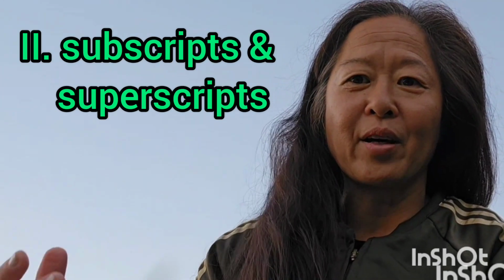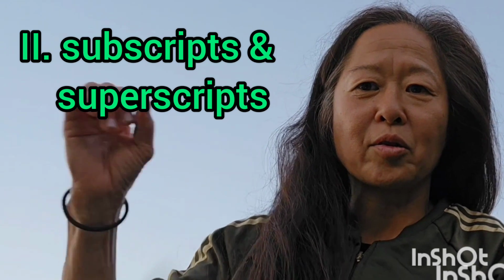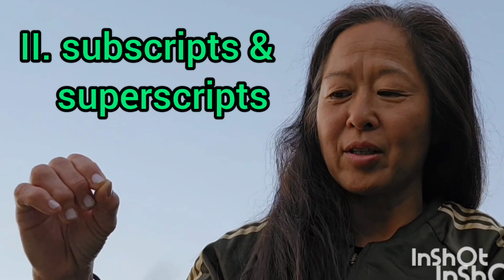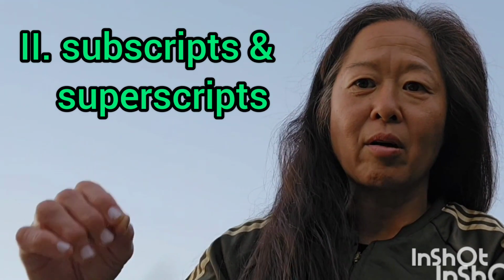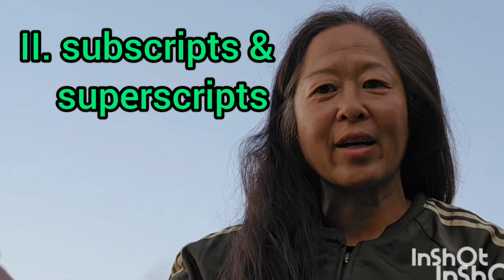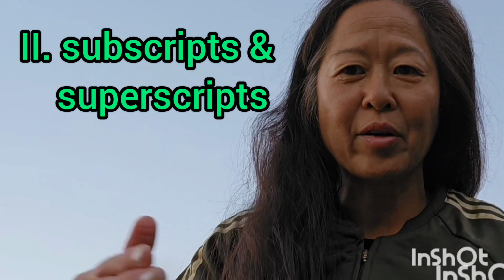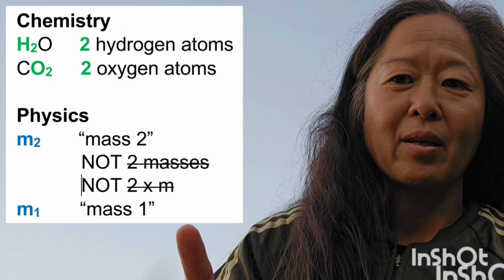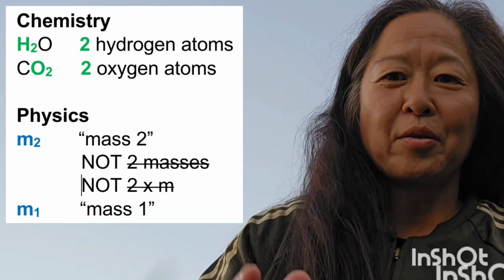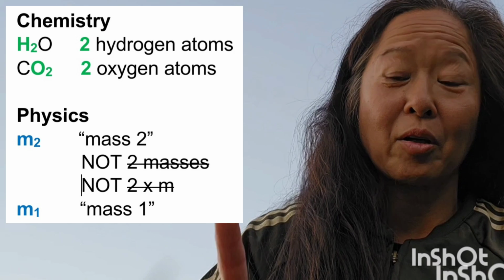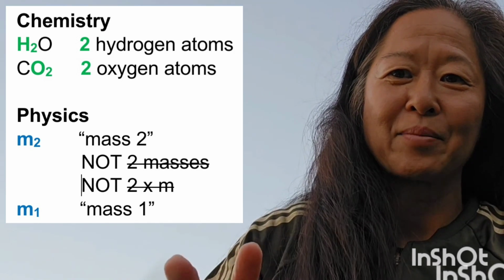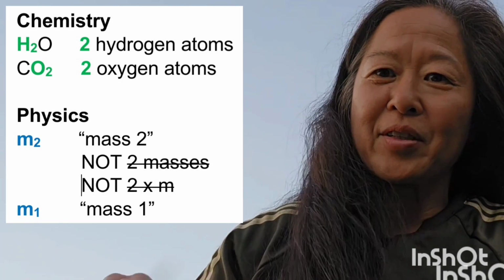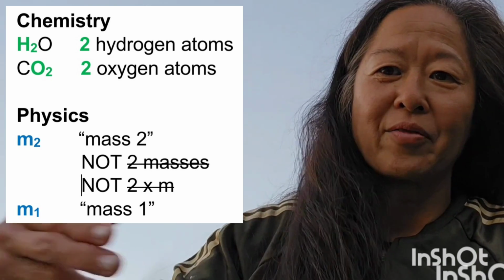The second group of symbols, what are those little numbers below and above? Well, remember, it's different than chemistry for physics. In chemistry, all the subscripts told us how many of that atom there are in a molecule. So, as you know, H2O means there's 2 hydrogens and 1 oxygen in a water molecule. CO2 means there's 1 carbon atom and 2 oxygen atoms in a carbon dioxide molecule. But the subscripts in physics do not mean that there's 2 of that thing.